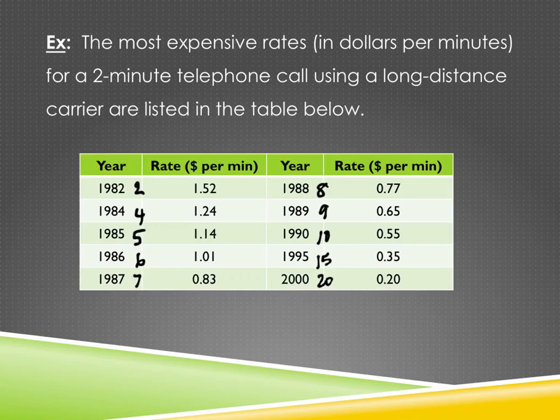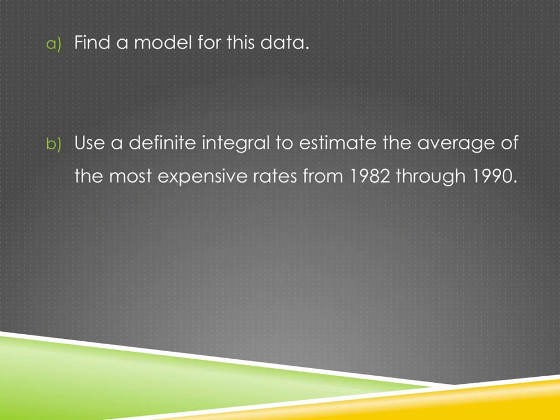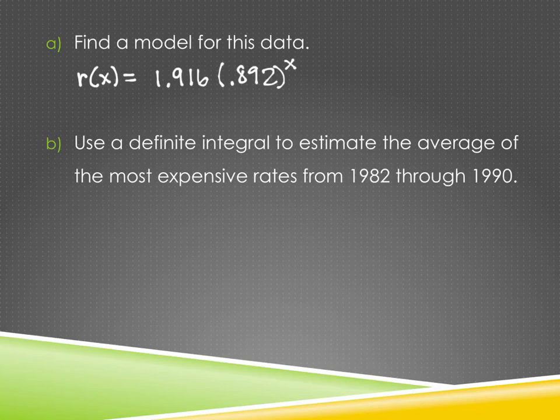I'm going to graph it to see if it fits the data pretty well. And it actually fits the data really, really well. So even if quadratic's good, it's not going to be any better because this is such a good fit, and this fits the end behavior. So this will be our model. This is the rate. I'm going to call it little r of x. And the equation that I have is 1.916 times 0.892 to the x.